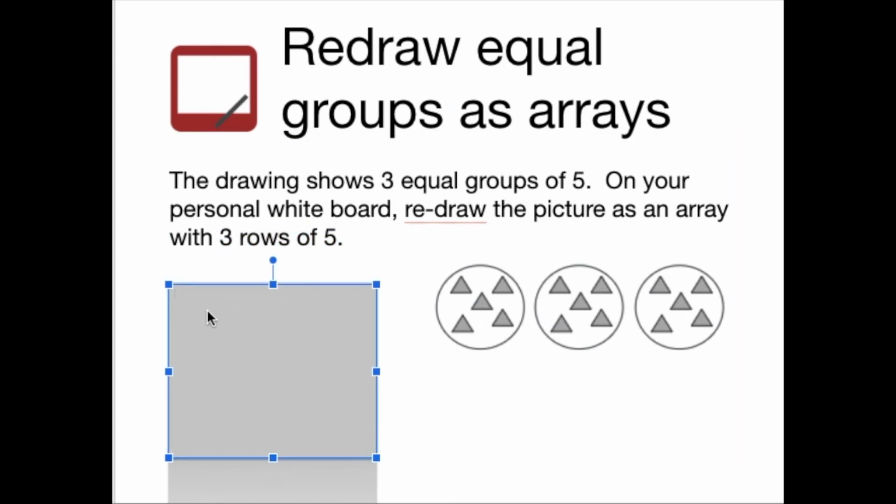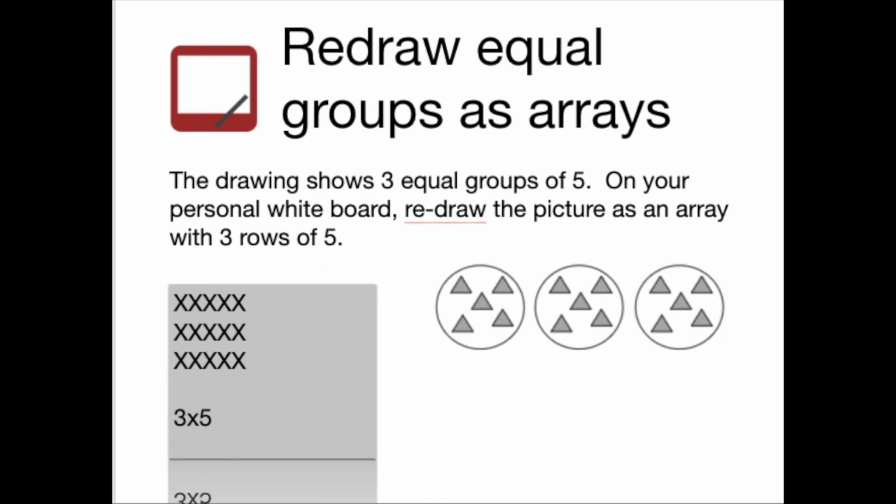Now I'm going to draw 3 rows just to get me started. 1, 2, 3. In each row, I'm going to read again: 3 rows of 5. There are 5 in each row. Now I'm going to draw 1, 2, 3, 4, 5. 2, 3, 4, 5. 2, 3, 4, 5. Okay, I have my array. We have 3 rows of 5. Now I'm going to write 3 rows of 5. For your array, feel free to use triangles, circles, squares, whatever you would like. Dots work too.